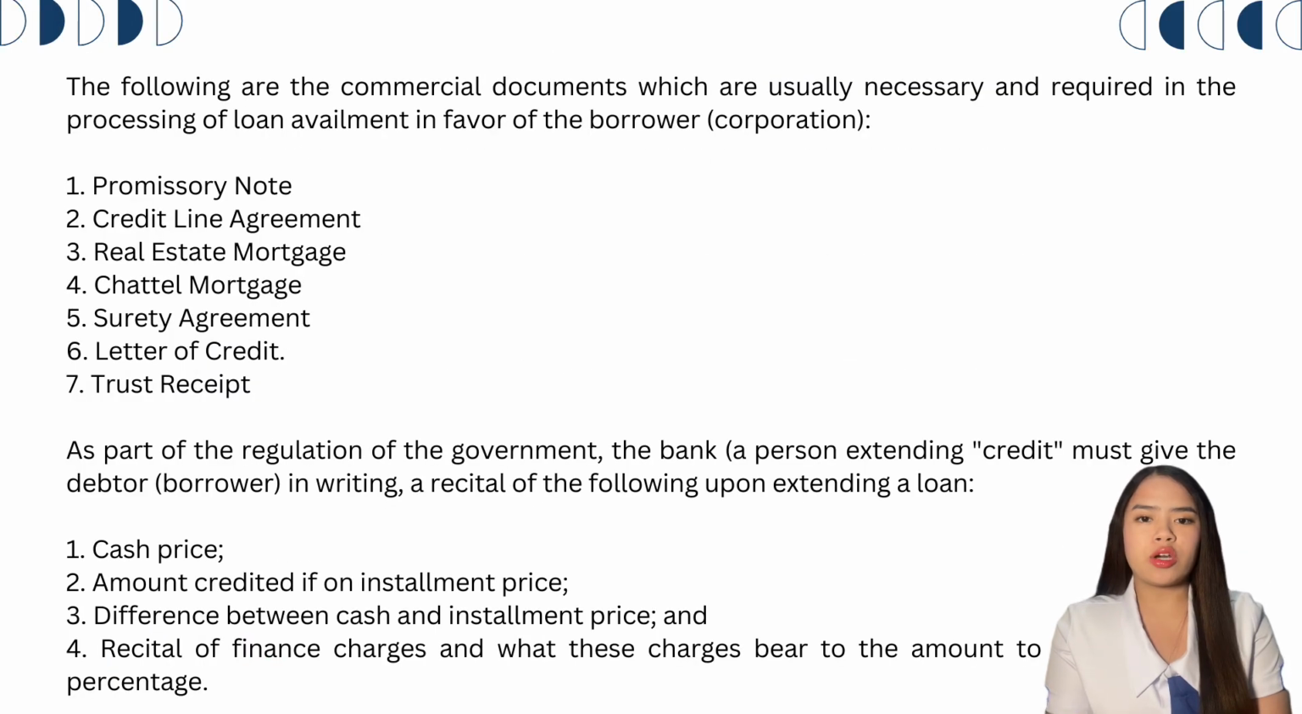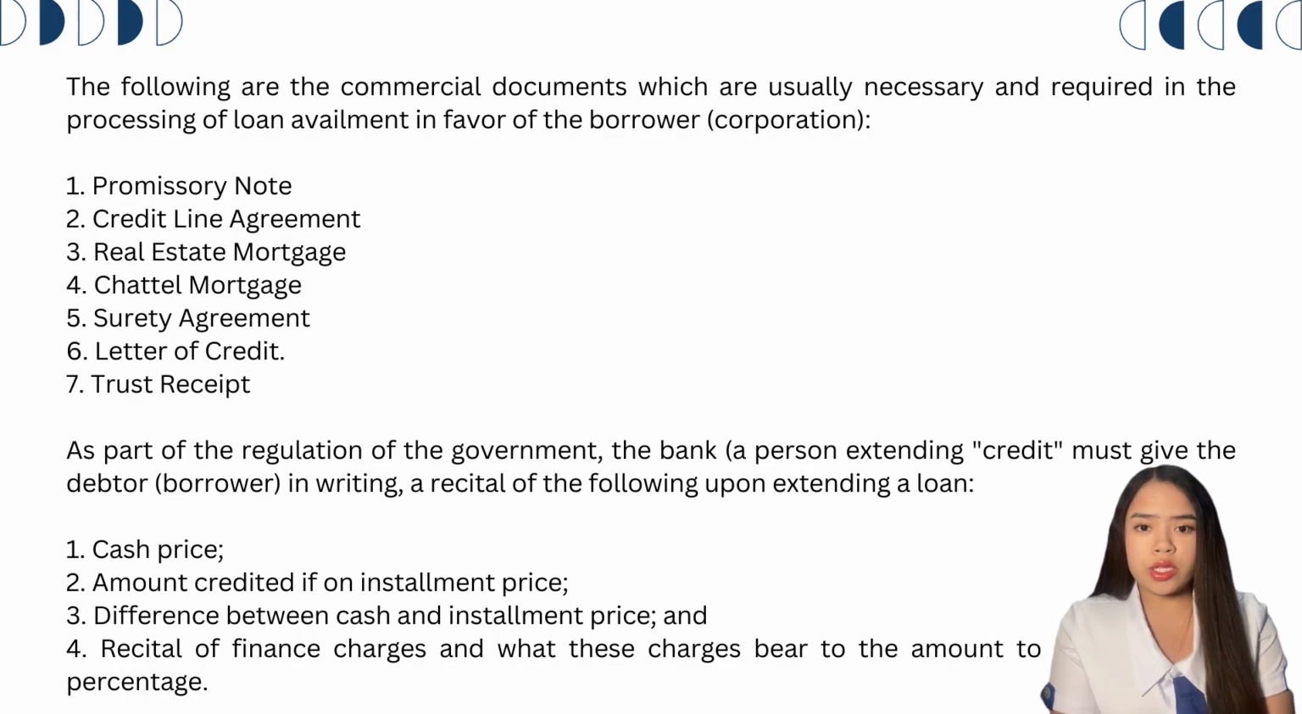The following are the commercial documents which are usually necessary and required in the processing of loan availment in favor of the borrower or corporation. So first is promissory note, credit line agreement, real estate mortgage, chattel mortgage, surety agreement, letter of credit, trust receipt.